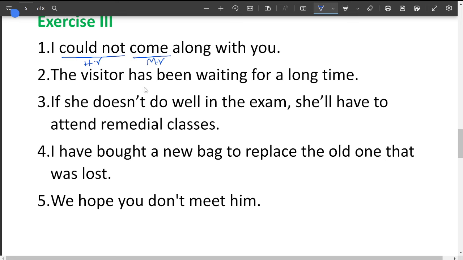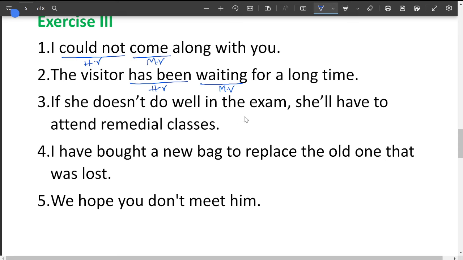Next, the visitor has been waiting for a long time. Now tell me which is the main verb in this. The main verb is waiting, that is the action, right? What is the helping verb? Has been together is the helping verb. Has is one helping verb, been is also a helping verb.